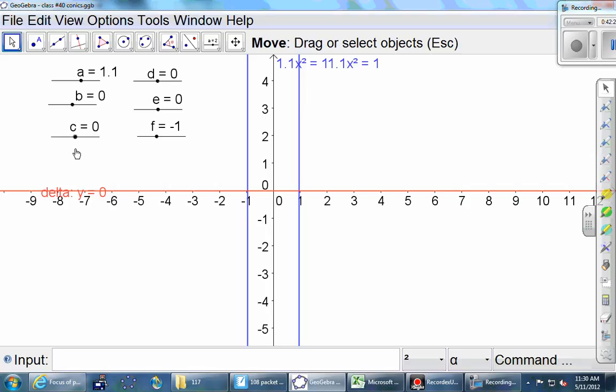Yeah, it's a parabola. Let's see. So in this case, I think too many. All right. Here's the equation that we're asking it to graph.